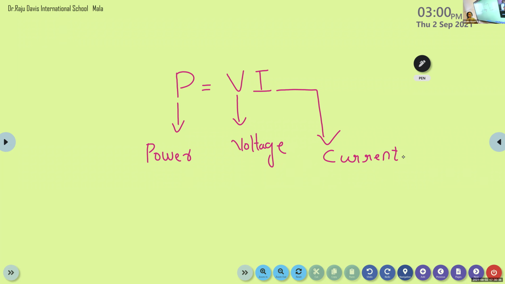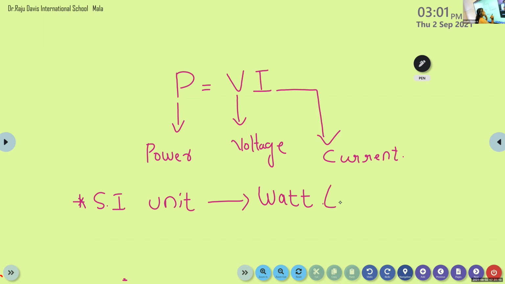Not only this equation, we have two more equations for calculating the electric power. So before that, what is the SI unit of electric power? SI unit. Watt. Yes, SI unit of electric power is watt. But this SI unit of electric power, that is watt, is a small unit.